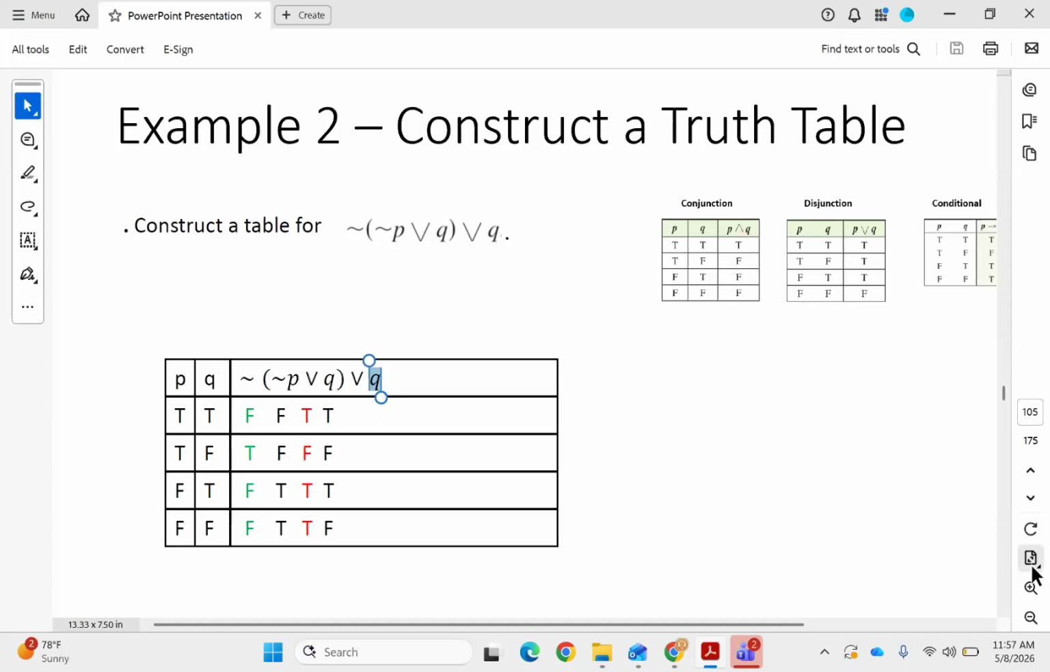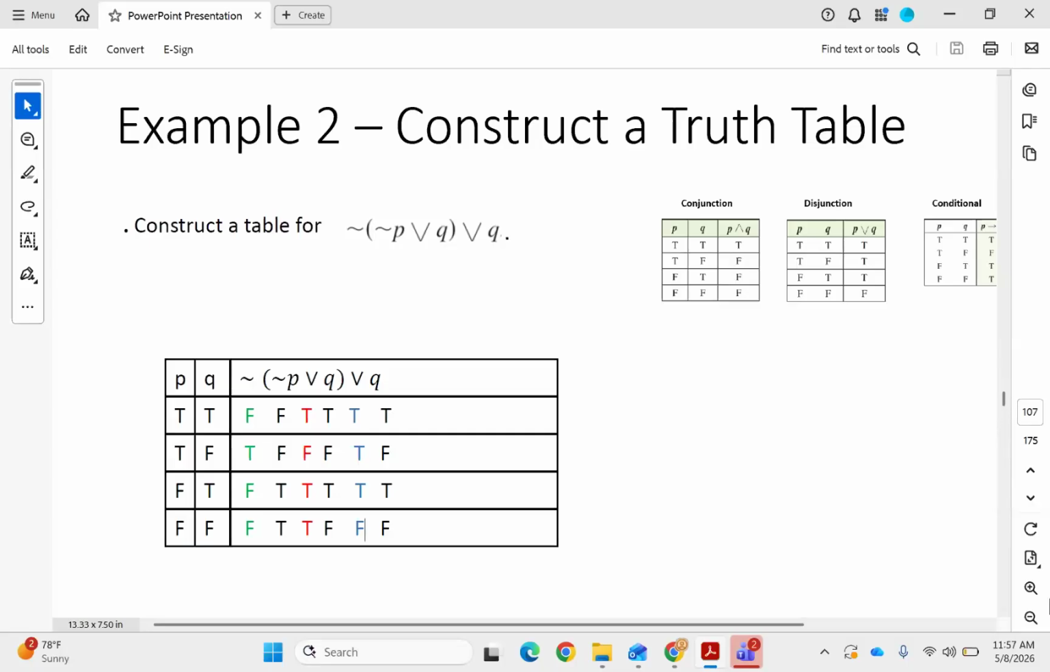And then I have a Q, so I do my Q. And finally, I combine the green with my last column to get these ones in blue. And technically, this is my final answer. These are the truth values for the entire symbol.